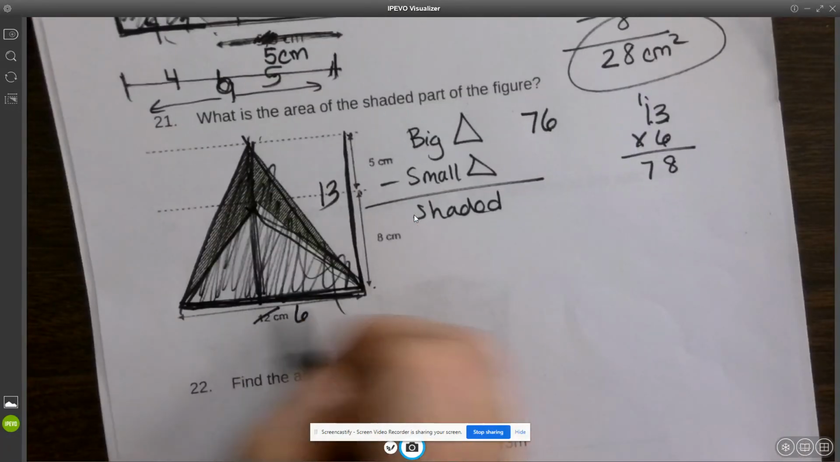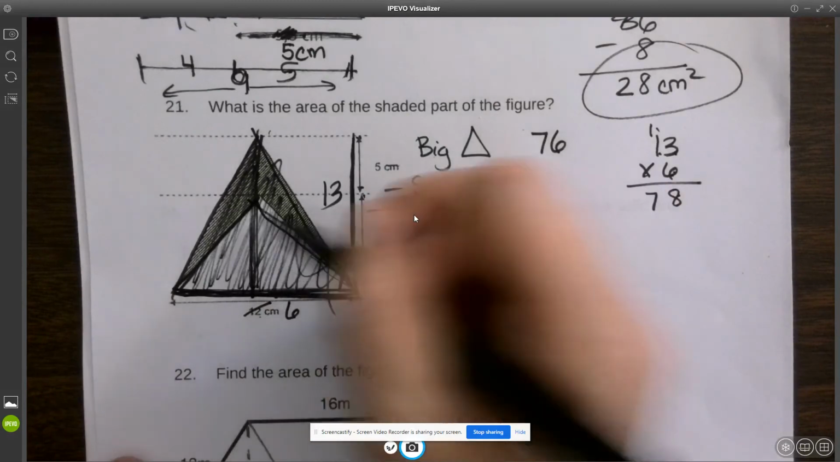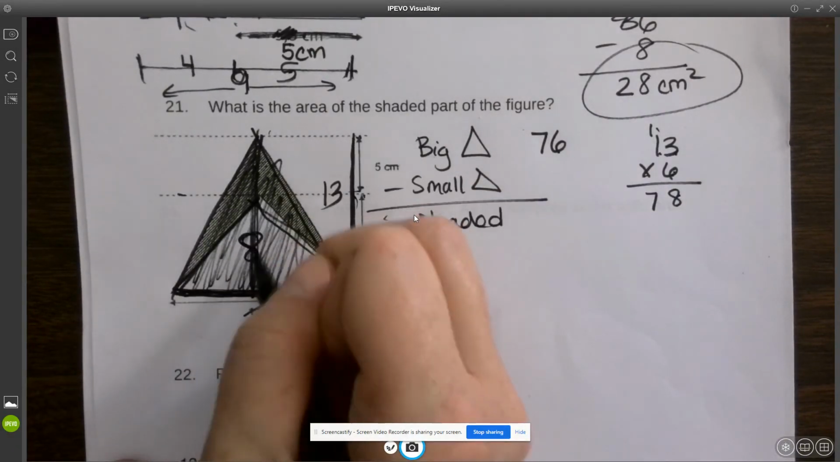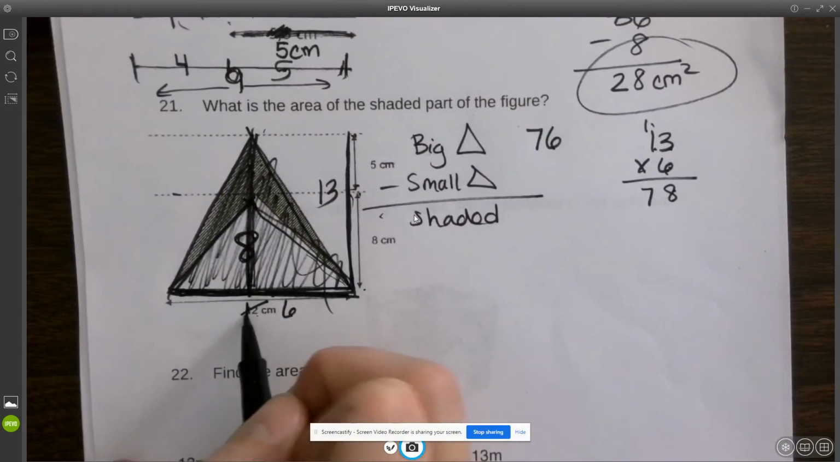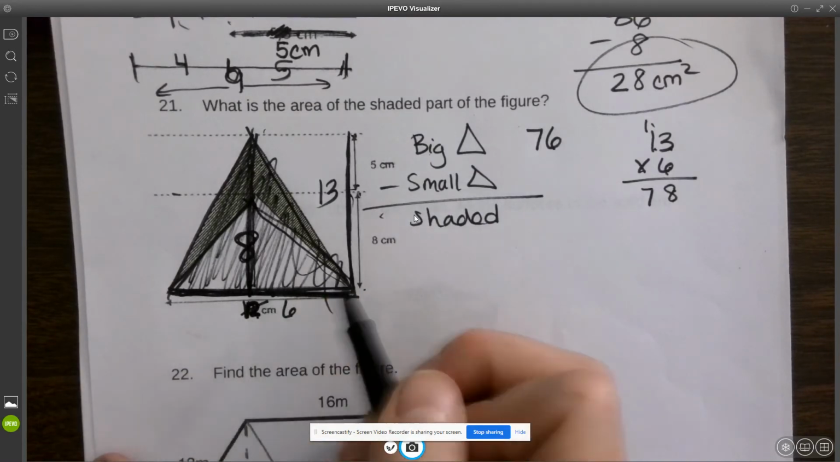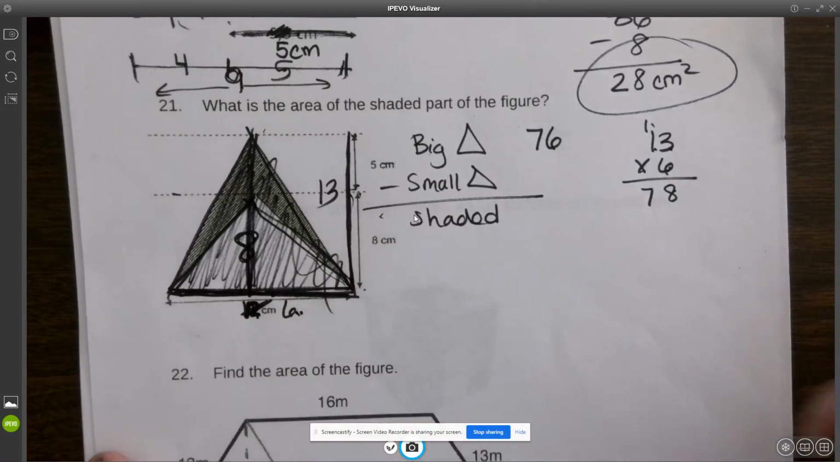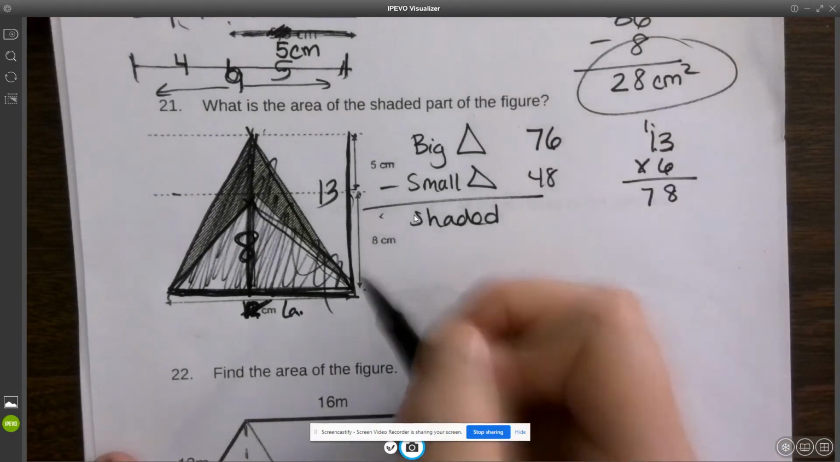Okay, so we know the base is 12 because it said 12 here. Now the height, because see how it's going across, the height is 8. So this little triangle has a height of 8 and a base of 12. Remember, we're going to do 8 times 12, cut it in half. So let's cut the 12 in half and get 6. So the little triangle is 6 times 8. That's 48.